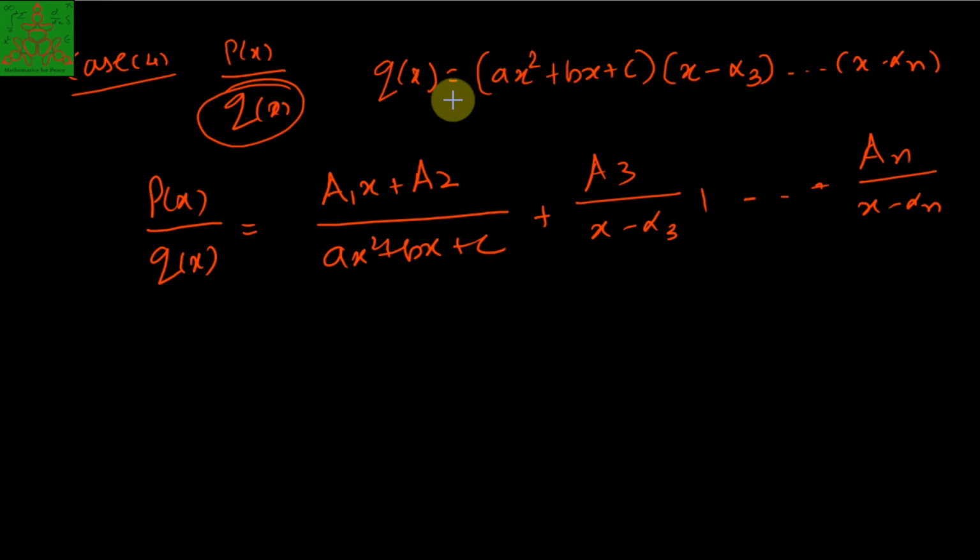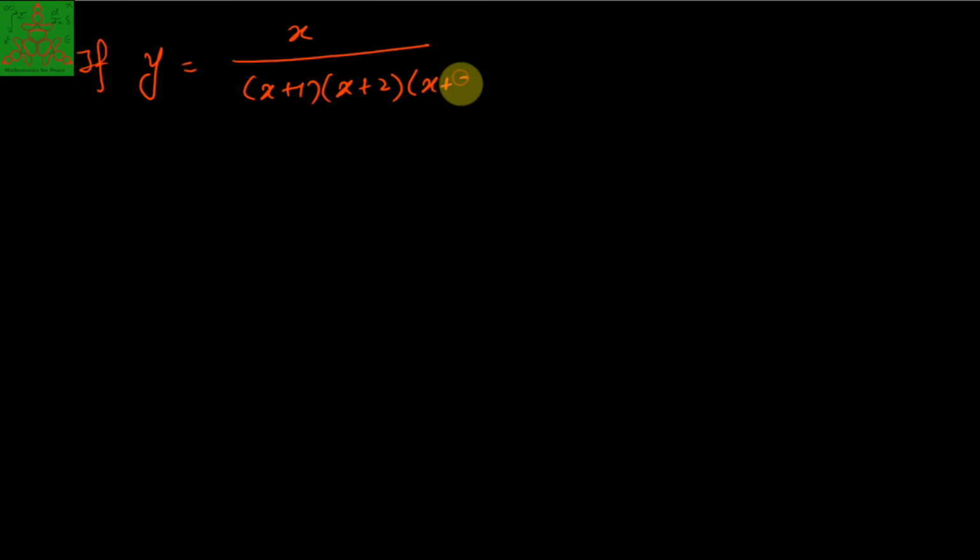Let us solve some examples to find out the nth derivative of a rational function. So the question is, if y is equal to x upon (x + 1)(x + 2)(x + 3), then find yn.